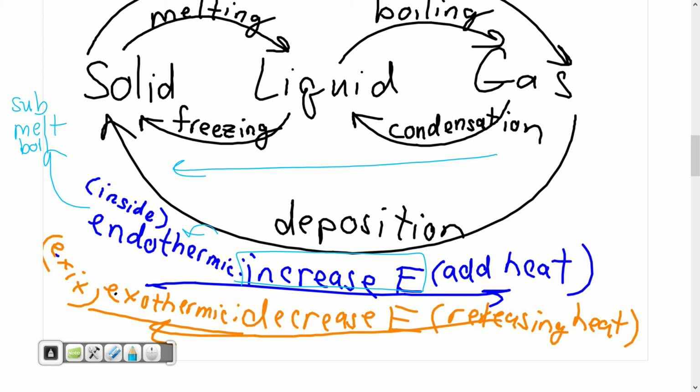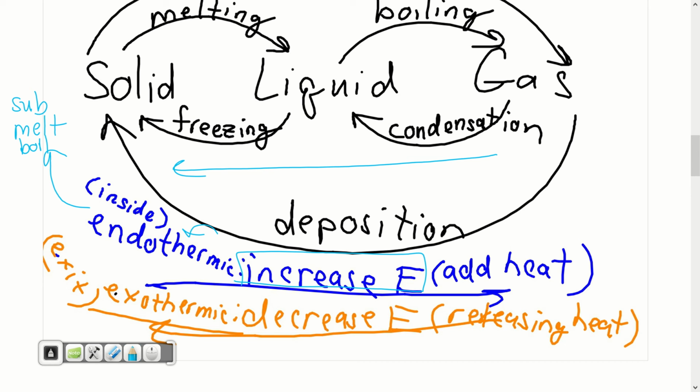So it's important to understand which way we're going and whether we identify it as endothermic or exothermic. Remember, endo means in, meaning adding energy, pulling it in. Exo means out, exit. It's releasing that energy, pushing it out.